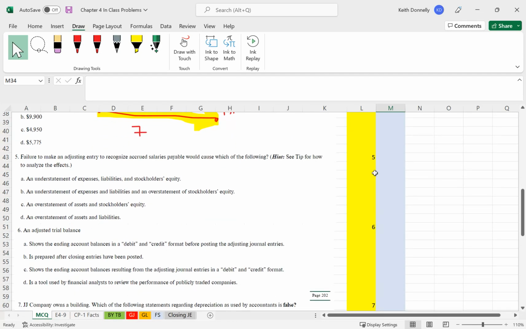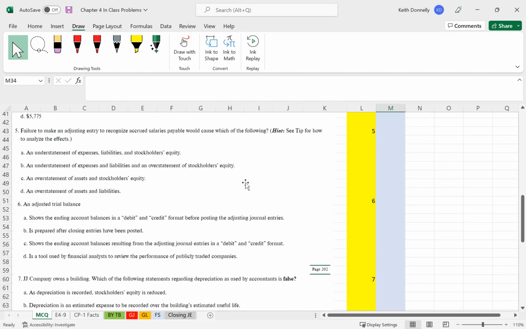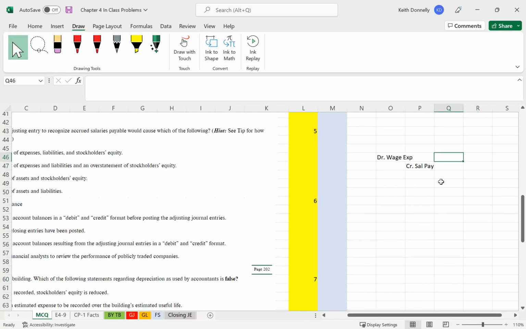Continuing, let's look at 5 here. It says failure to make an AJE to accrue salaries payable, which would cause which of the following? So the AJE they're talking about here is debit wage expense, credit salaries payable, right? So it's minus stockholders' equity, minus liability, plus.